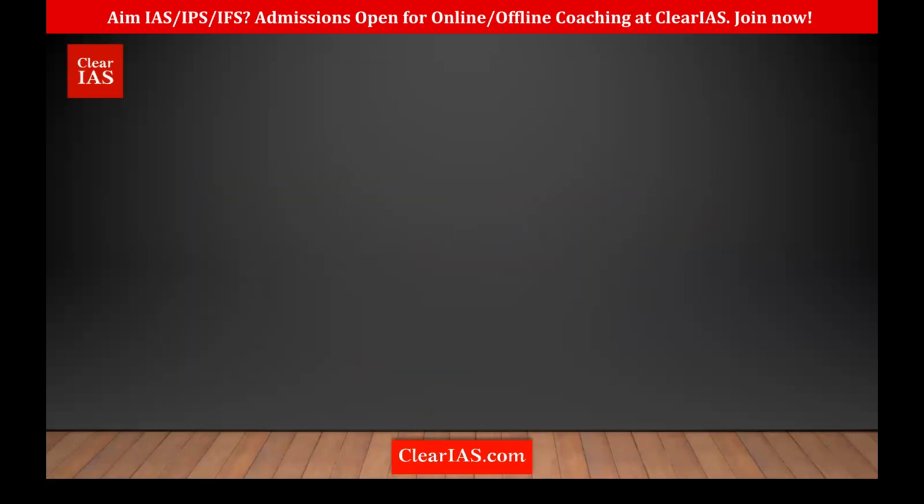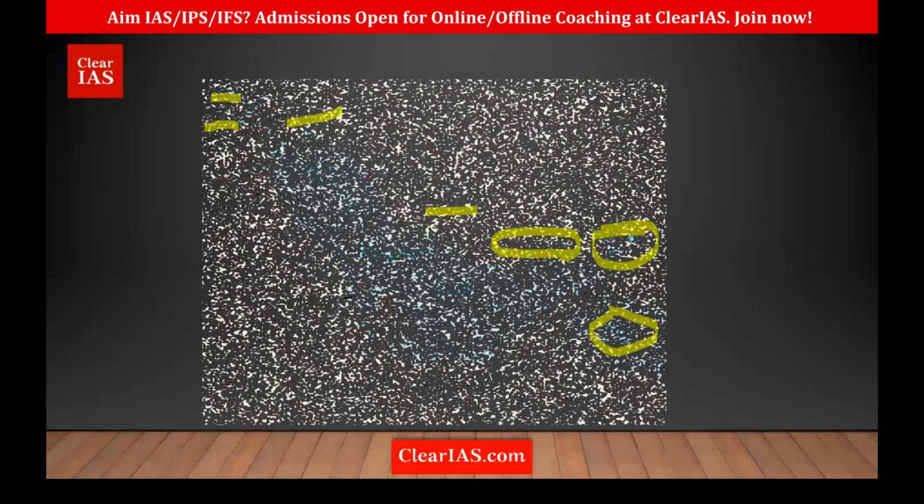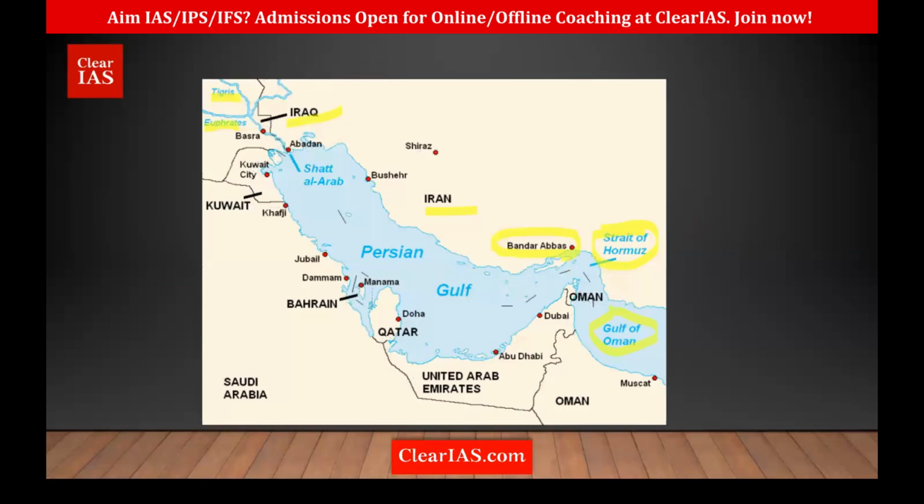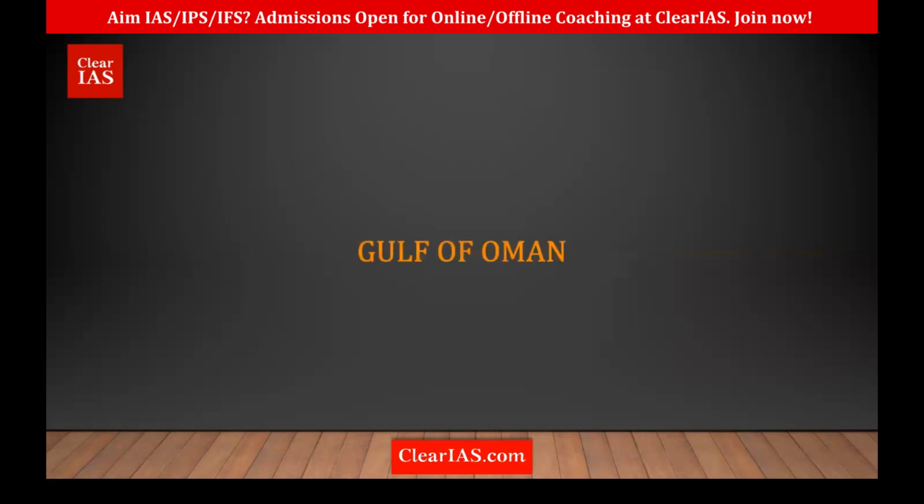Then we saw the Persian Gulf. So I told you all the Gulf countries except Yemen. We have Oman, UAE, Qatar, Bahrain, Saudi Arabia, and Kuwait. Persian Gulf means Iran, because Persia is Iran. So we have Iran and Iraq as well. Apart from that, this is connected to the Gulf of Oman through the Strait of Hormuz. So that is the Persian Gulf.